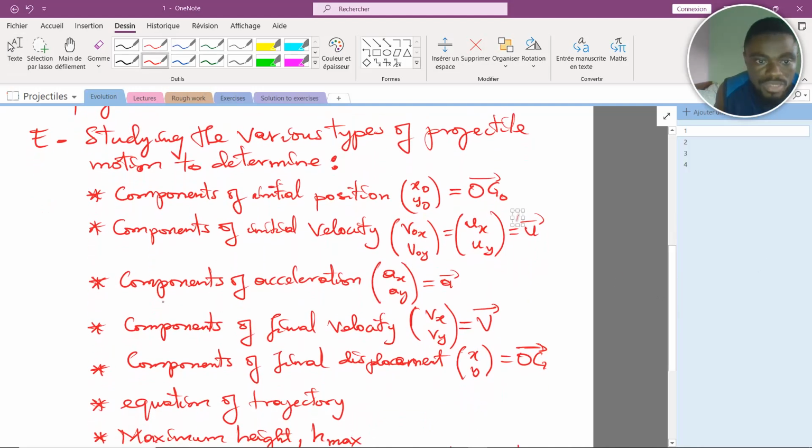determine the components of acceleration, which are the vector A, which are Ax and Ay. We shall determine the components of the final velocity, which are Vx and Vy, which correspond to the components of the final vector V. We shall determine the components of the final displacement x and y.